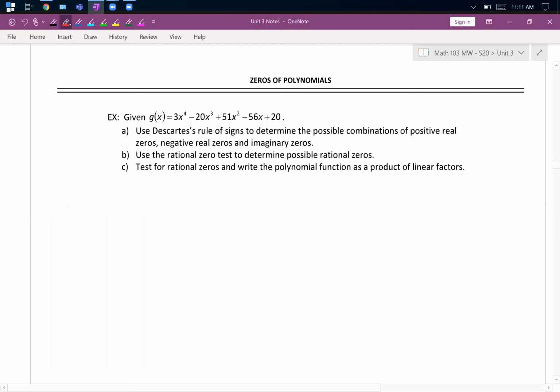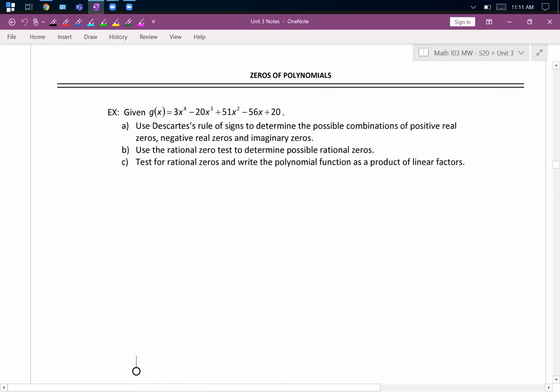Part A here. This is where we're making our chart.